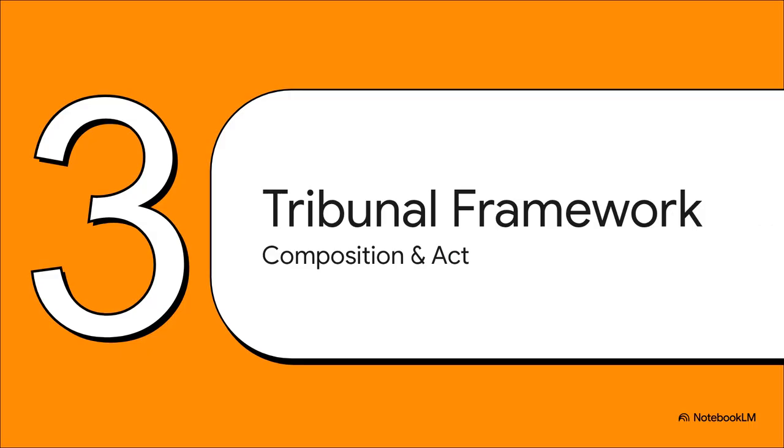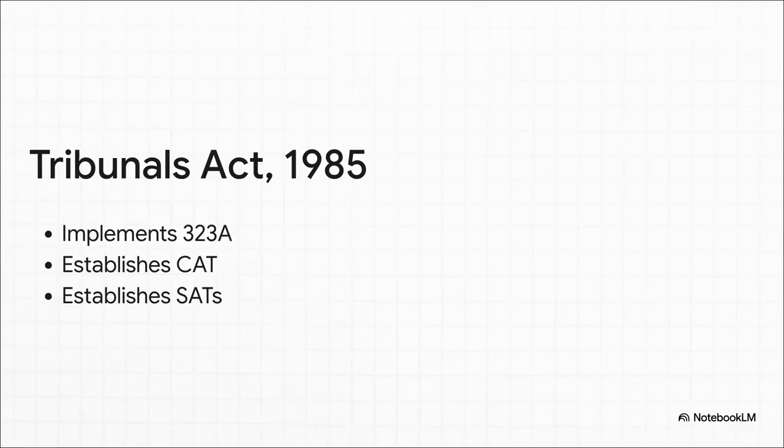Heading 3, Framework and Tribunal Composition. We've established the Constitution, now let's map out the statutory implementation. Write this down as your next point. The Administrative Tribunals Act, 1985. Bullet 1. Enacted to implement Article 323A. Bullet 2. Established the Central Administrative Tribunal, or CAT. Bullet 3. Established State Administrative Tribunals known as SATs.